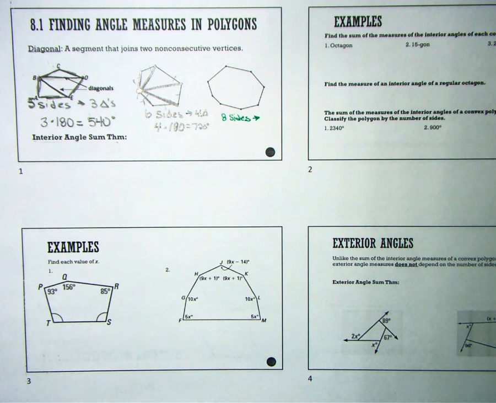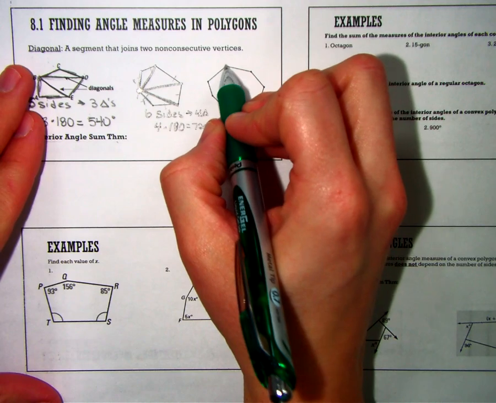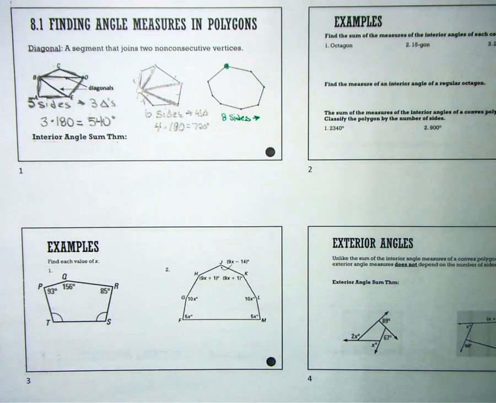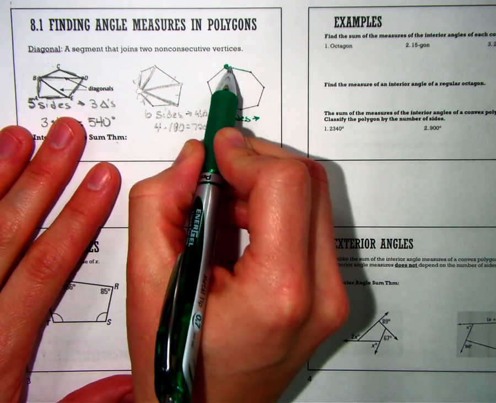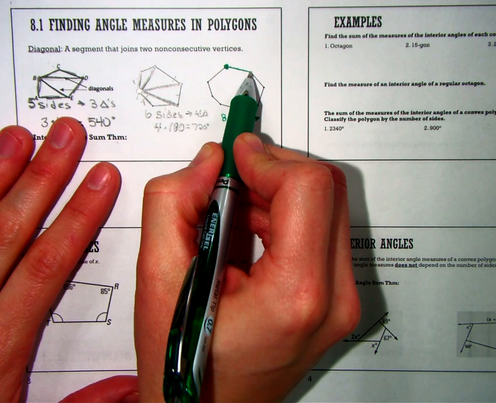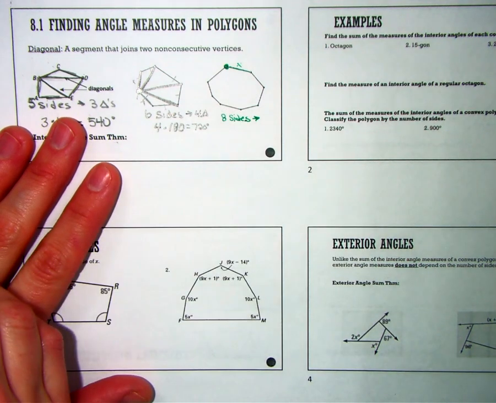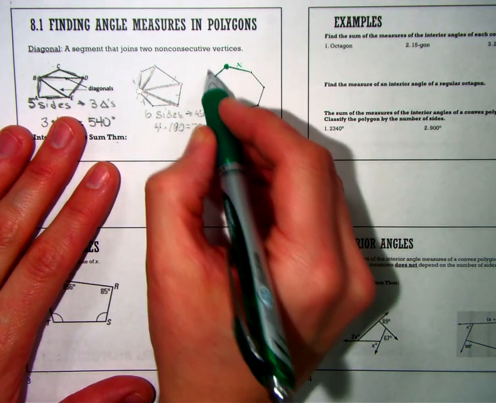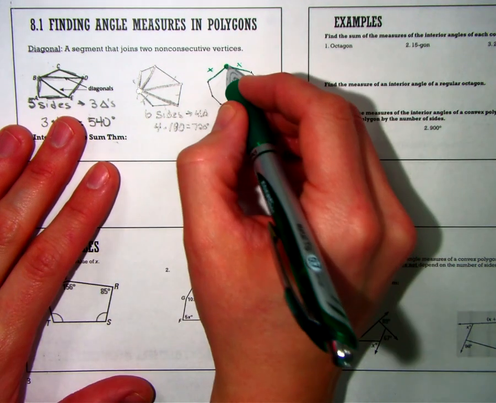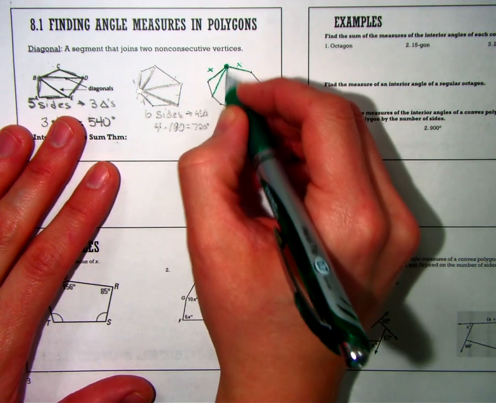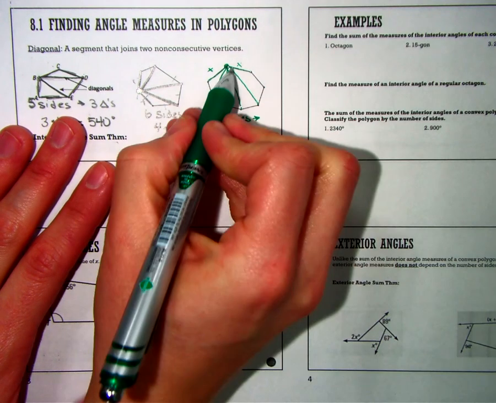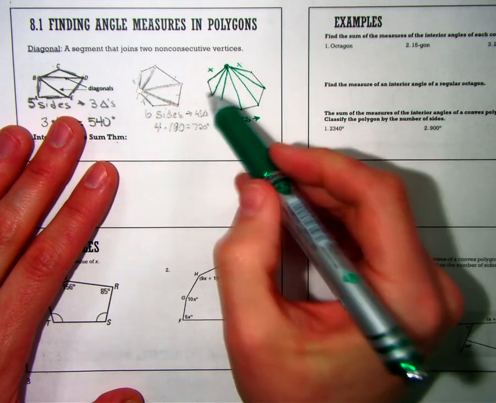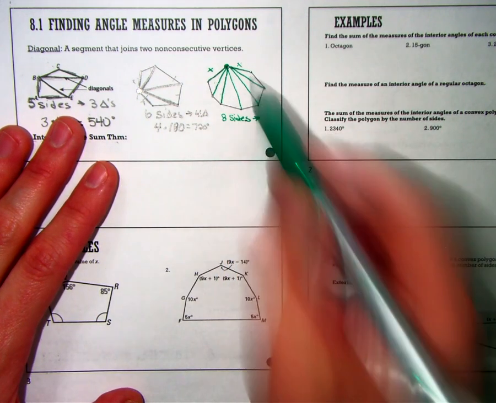Okay, so let me say it again. Pick a vertex to start from, any vertex. Maybe I'll start with the top one this time, so here. Again, if I connect the vertex I picked to the one right next to it, that one didn't count, right? So connecting it to that vertex doesn't count. Connecting it to this vertex doesn't count. But connecting it to all the other ones, 2, 3, 4. So we've got 1, 2, 3, 4, 5, 6 triangles.